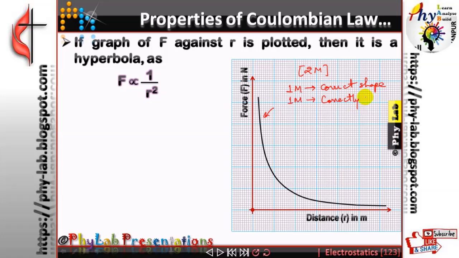Correctly labeled axis. So friends, whenever you have been asked to draw the graphs, remember it will be for 2 marks. 1 mark for the correct shape, 1 mark for the correctly labeled axis. So remember, whenever you are labeling, label the axis along with the units. Don't forget to mention the units. So here I am plotting the distance, here I am plotting the force. So what is the SI unit for force? Newton and meter. So this was all as far as the properties of the Coulomb's law were concerned.